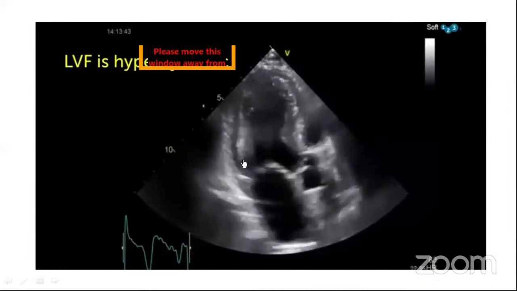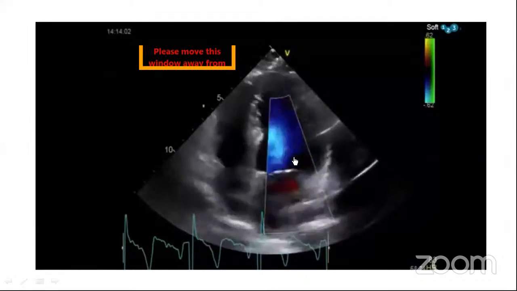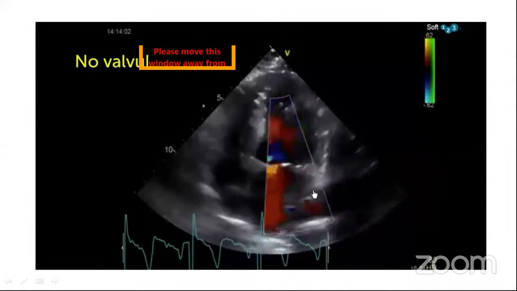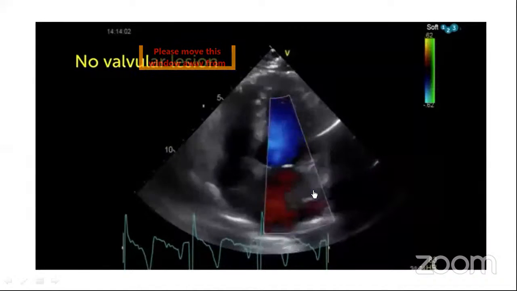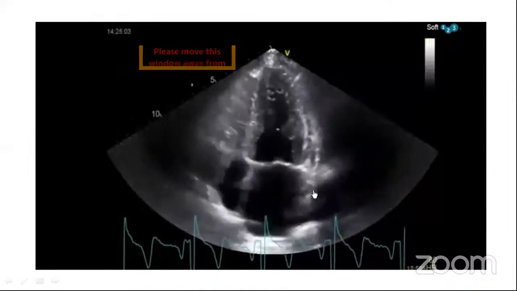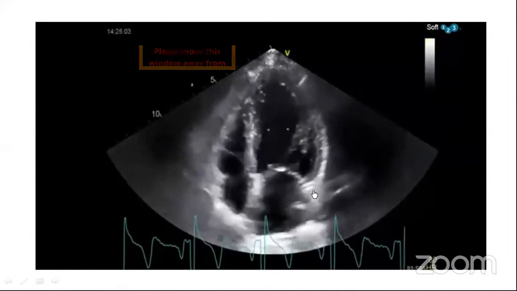So it looks like the heart function is normal. Here this is the LV function, so LV also looks okay. And since we got a murmur there, we look for the presence of any mitral regurgitation. If it is an acute MR or something like that, we have to look at it. So here we don't see anything.